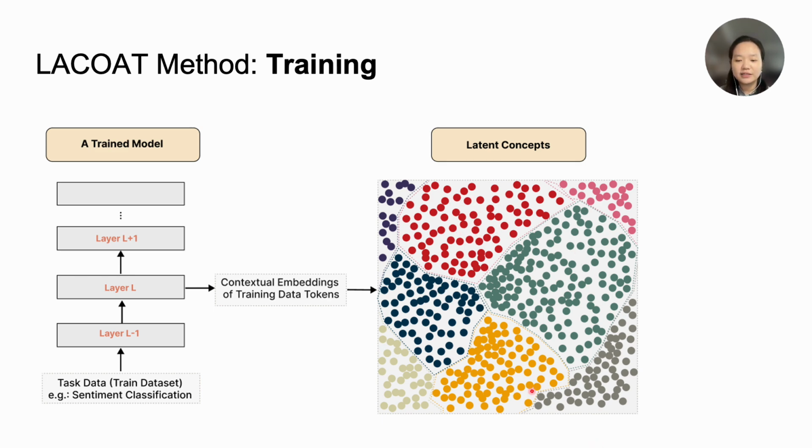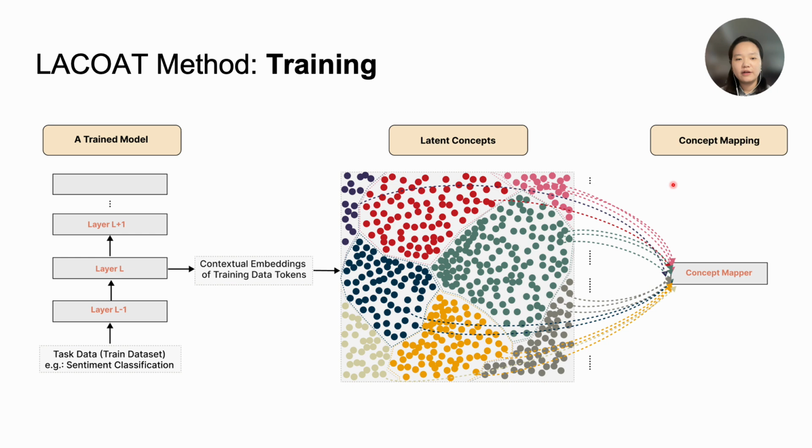So here, the red one and the blue one are different clusters. They are different latent concepts. And the points here are the words of those clusters. Finally, we train a concept mapper that takes these contextual embeddings as input, the contextual embedding of each token as input, and uses their corresponding cluster ID as labels.